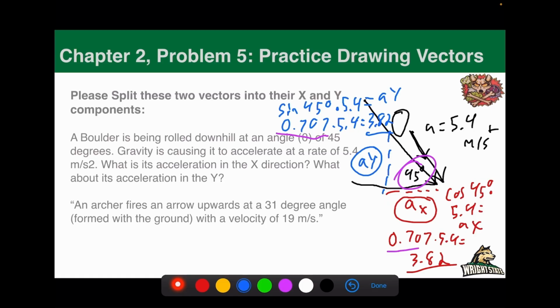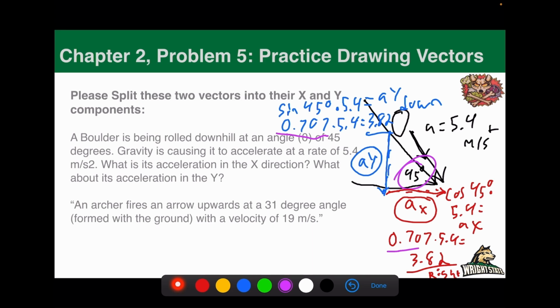The only thing we have to add is a direction. So the y direction is going down. So I would add down to this. The x direction is going to the right. So I would add right to this. All right, perfect. Let's go ahead and take a look at the next one.